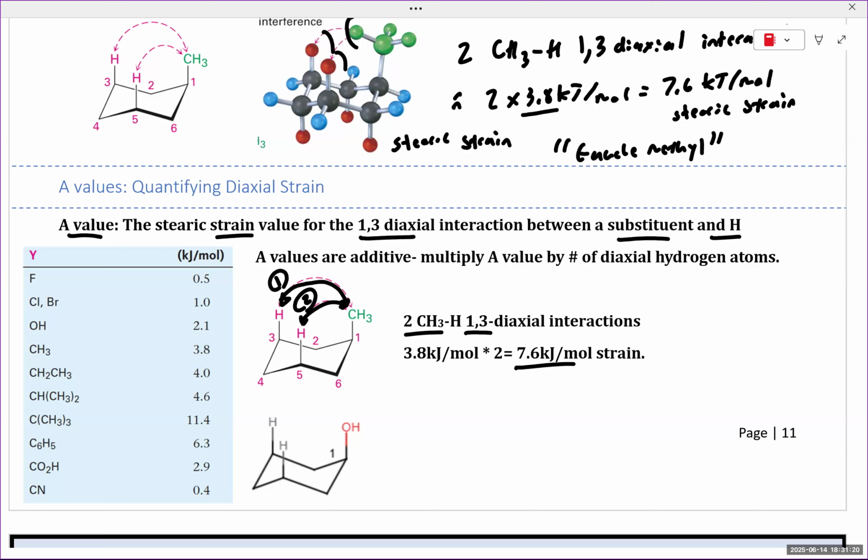Given this A value table, I'd like you to tell me what's the total amount of diaxial strain that's present if we have this alcohol in the axial position. Pause the video, take a few moments, and then we'll discuss.